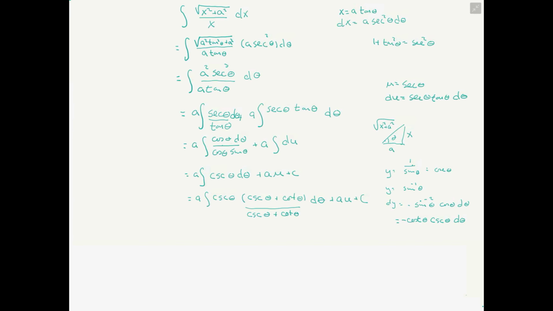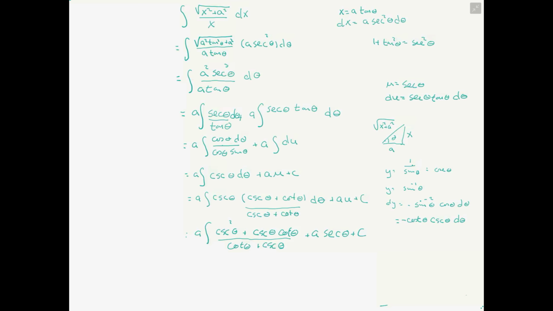Oops. With that last problem, we had equals a times the quantity cosecant squared theta plus cosecant theta cotangent theta, over cotangent theta plus cosecant theta, plus a u, and u was secant theta, plus c.